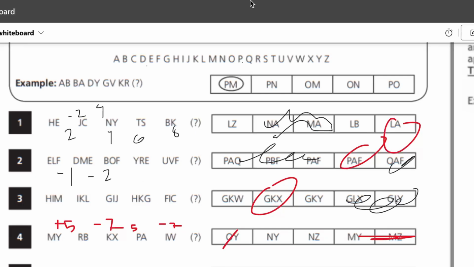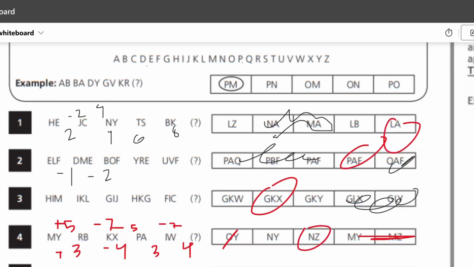The second letter goes Y to B, which is 1, 2, 3. We add 3. And we seem to go 1, 2, 3, 4, back 4. So we're going to go 3, 4, 3, back 4. W minus 4. So for the next one, we're actually adding 3. So W 1, 2, 3 is going to be Z. We get NZ as our answer.